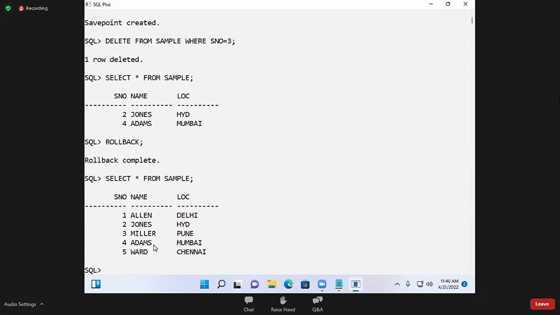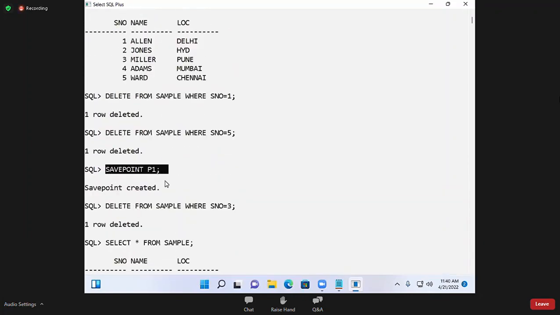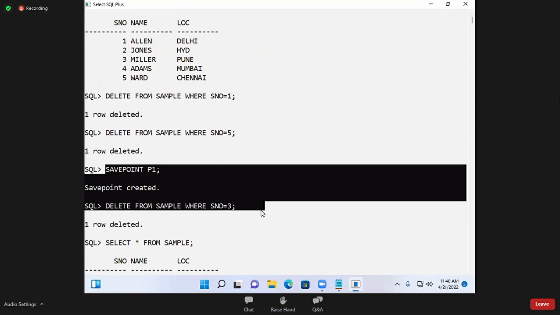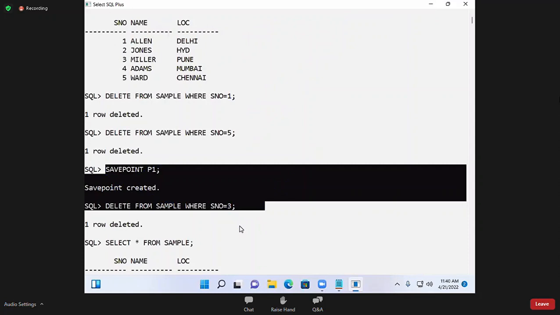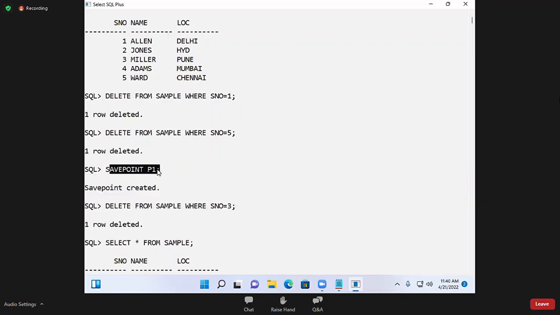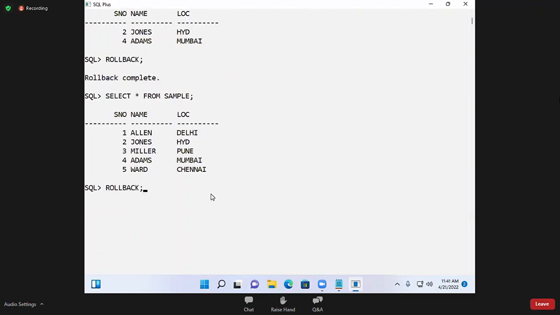But if all are rolled back, then creating a savepoint is of no use. Even without the savepoint, I could directly delete this one and this one and do rollback, and all would come back. Yes. So that's why the savepoint's intention is that only a few specific rows can be got back out of so many rows. Then you can use a savepoint.